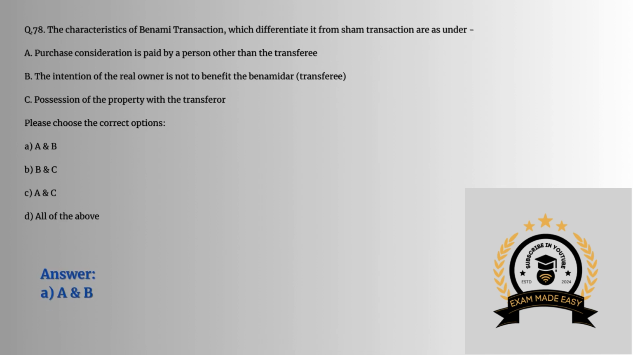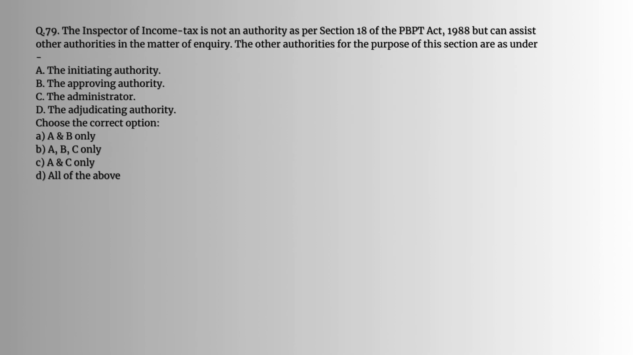Question number 78. The characteristics of Benami transaction which differentiate it from sham transactions are as under. So here the answer would be A and B. Question number 79. The Inspector of Income Tax is not an authority as per section 18 of the PBPT Act but can assist other authorities in the matter of inquiry. The other authorities for the purpose of this section are the initiating authority, the approving authority, the administrator, the adjudicating authority. So here the answer would be D, all of the above.